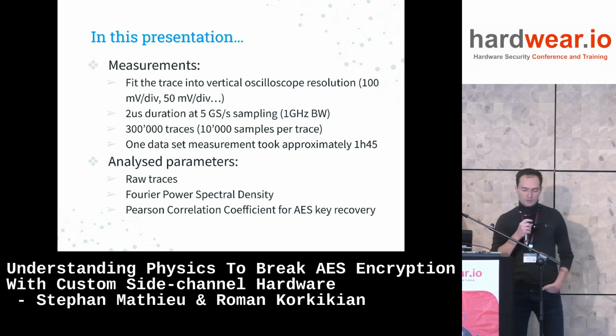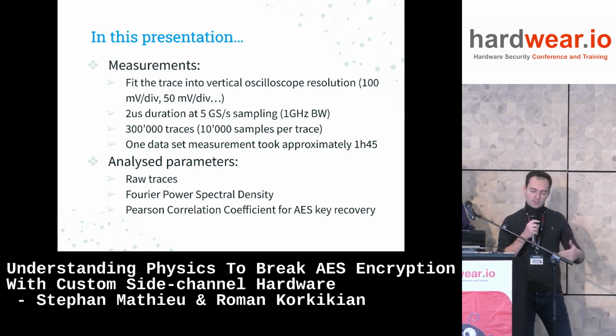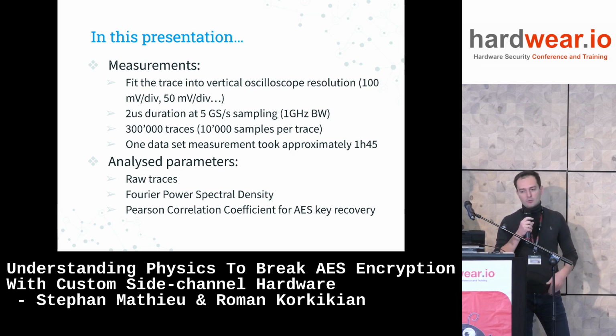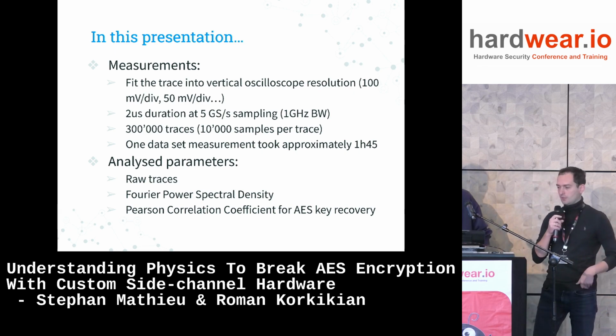And for each setup, for each measurement, we will acquire 300,000 side channel traces. Usually it's done in less than 2 hours, about 1 hour 45 minutes for each acquisition. We give some properties about the measurements, if you want to see them. And what we are going to analyze: we will show you raw traces, how they look and how they change according to the measurement setup. We will speak about some frequency domain parameters, so we will show you Fourier transforms. And we will show you correlation, how the measurement setup affects correlation and how fast the key can be recovered.